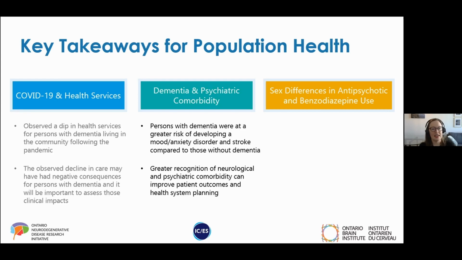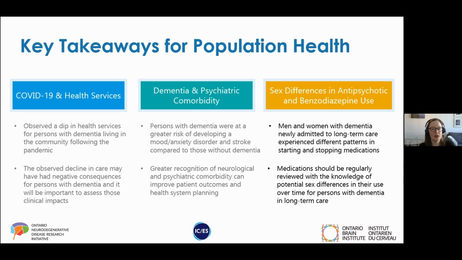For our dementia and psychiatric comorbidity study, we showed that people with dementia were at an increased risk of developing other disorders like mood and anxiety disorder and stroke. And it's important to recognize that these conditions can be treated and can help to improve health outcomes with appropriate management and health system planning. And finally, for our sex differences study, we found that men and women who were newly admitted to a long-term care home experienced different patterns of starting and stopping medications. And these medications should be regularly reviewed, acknowledging that there may be potential sex differences in their use.